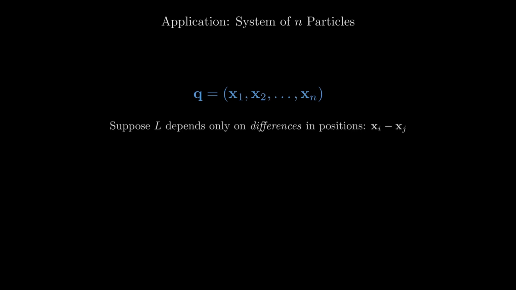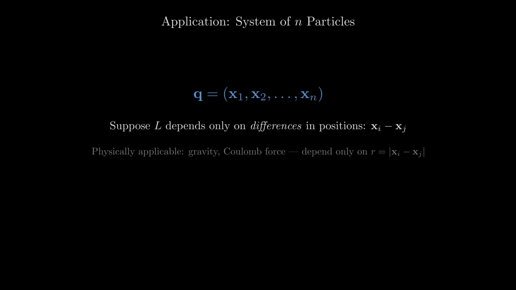Let's now apply this to a physical system. Let's consider a system of n particles, x1, x2, and so on. Our curve q will now contain the paths of all n particles in our system. We will also assume that our Lagrangian does not depend on the positions of the particles, but instead depends on the differences in any two particles' positions. This is applicable to our observations of nature. Consider a force like gravity, which is given by Newton's law of gravitation. The only reference to position here is r, the distance between the two bodies.